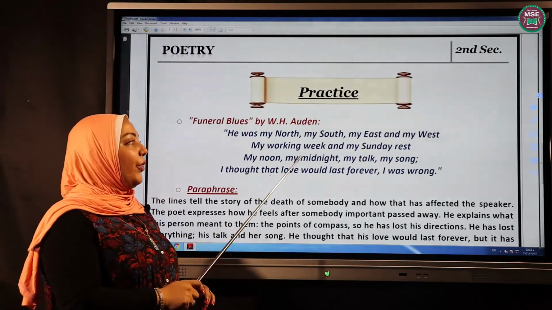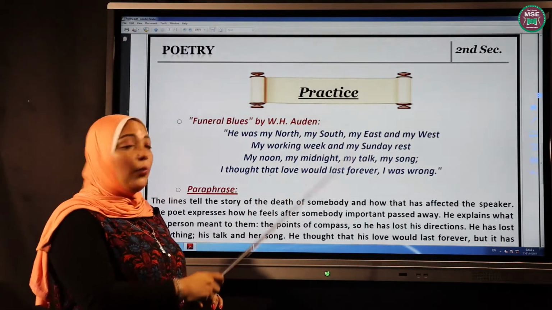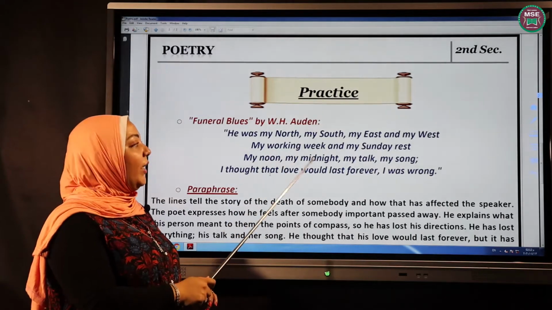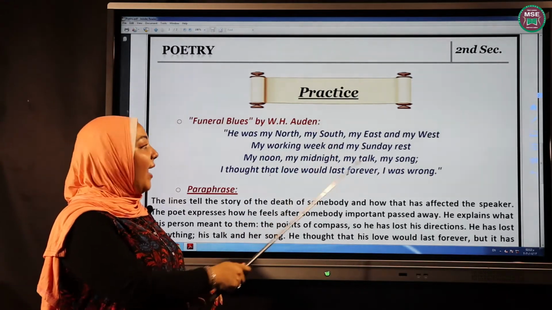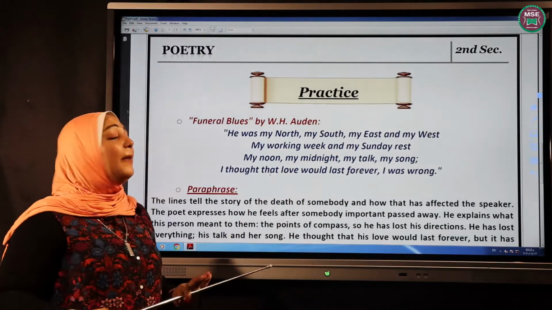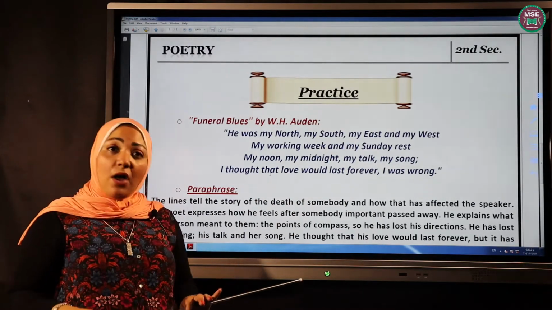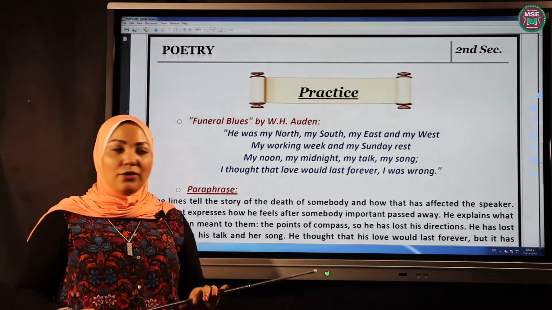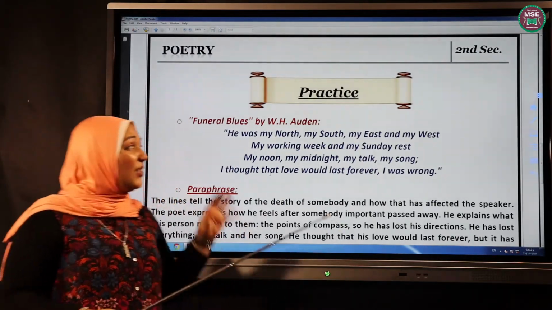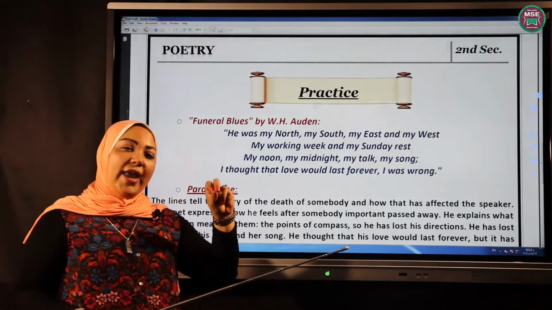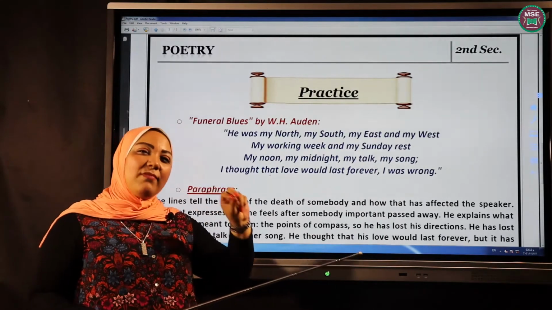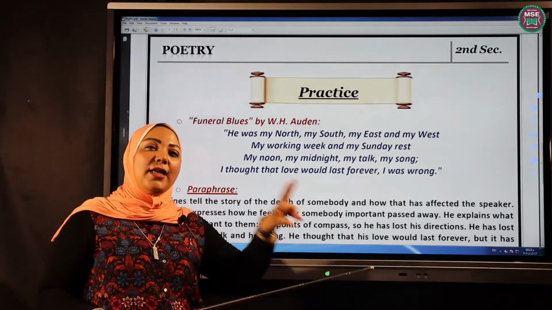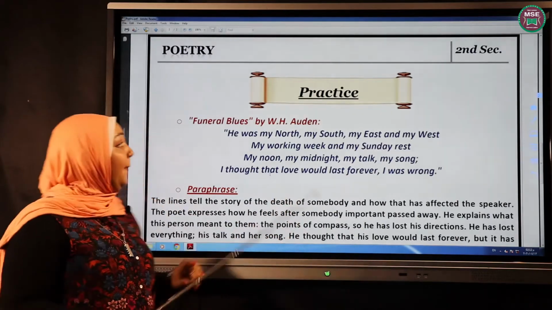He was my north, my south, my east and my west, my working week and my Sunday rest, my moon, my midnight, my talk, my song. I thought that love would last forever. I was wrong.